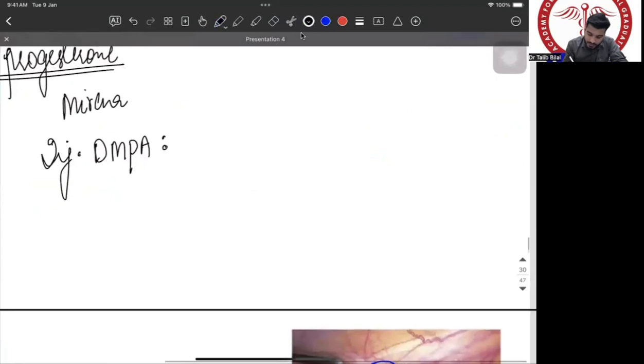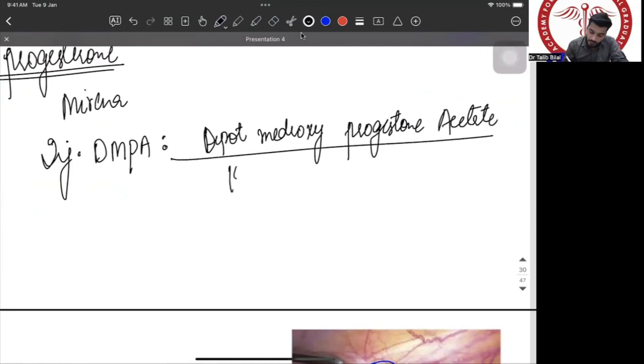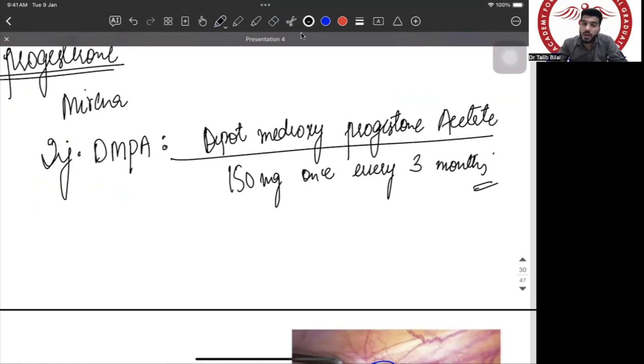What is the injection, guys? Depot medroxyprogesterone acetate. Okay, and we have to use this injection 150 mg once every 3 months.